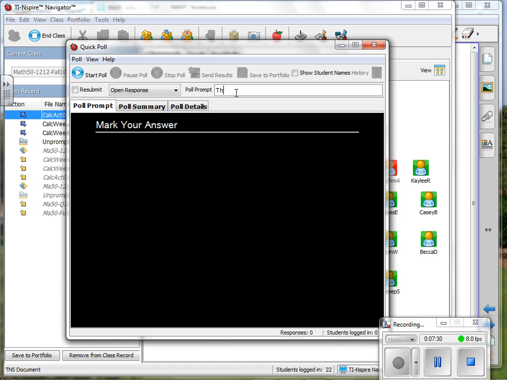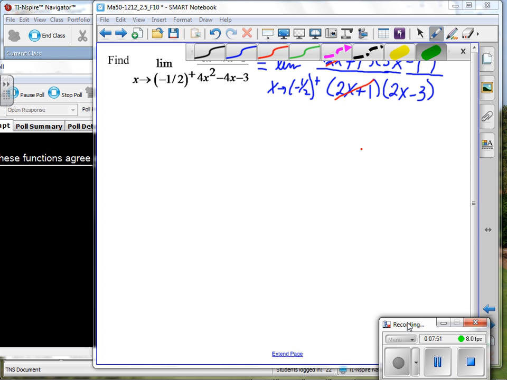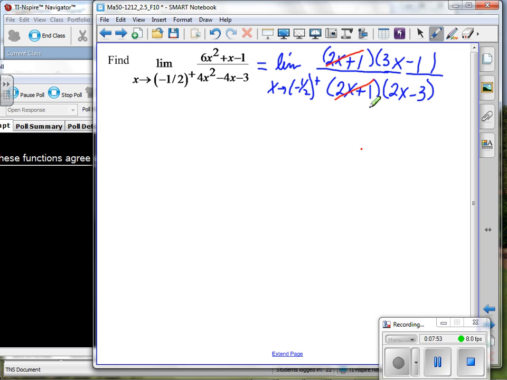Because we have actually two functions, I'll make sure we understand that. These functions agree at every point except... okay, so give me your answer there, please. Again, the question is, what are the two functions we're talking about here?